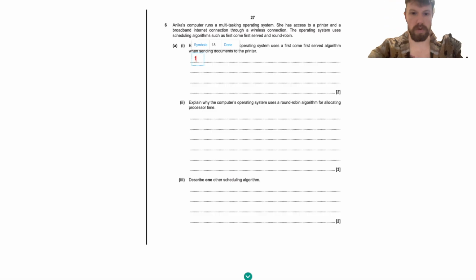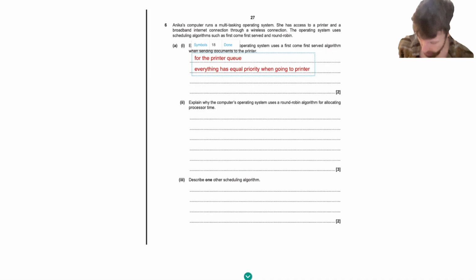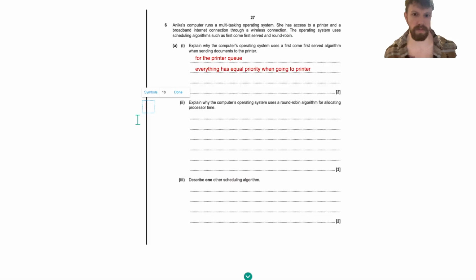So this is going to be for the printer queue, and everything has equal priority when going to the printer. Essentially, when we send something to the printer, things generally don't have priority over others to be printed first, unless it was some kind of strange situation. It's just whatever gets there first, we need to print it off. So we'd implement what's called a FIFO data structure, first in, first out. If it's first there, we take it out of the queue, print it, and then on to the next one.